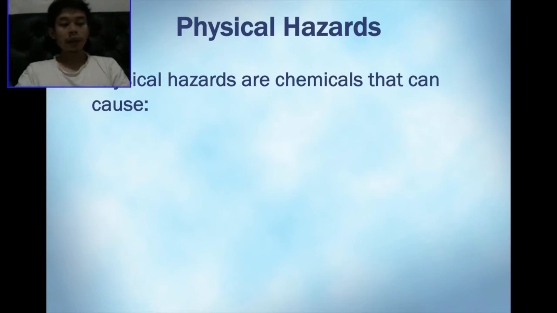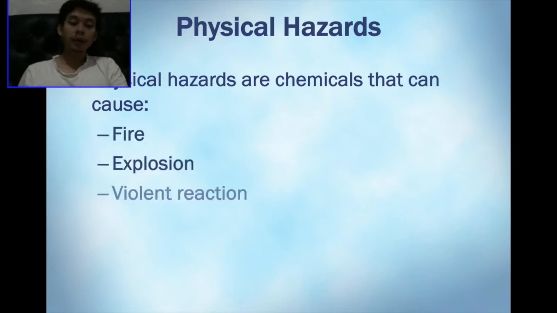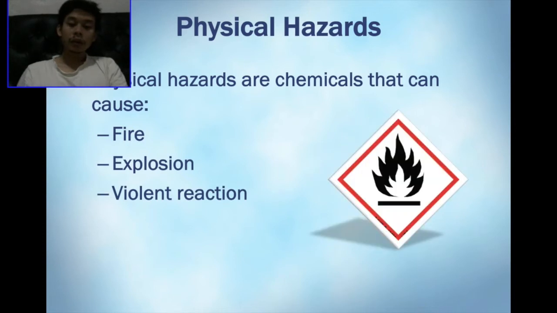A physical hazard is a chemical that can cause a fire, explosion, or some other violent reaction when it comes in contact with air, water, or other chemicals. This is the GHS symbol for physical hazard, the fire.